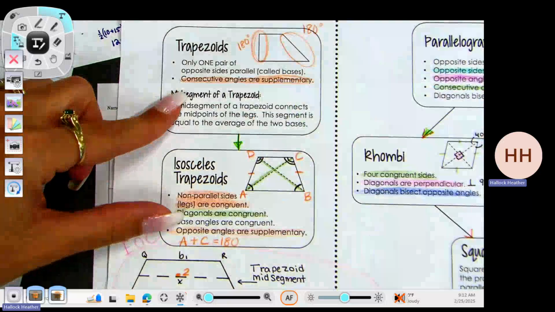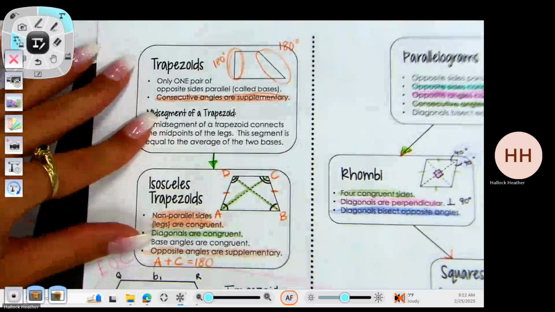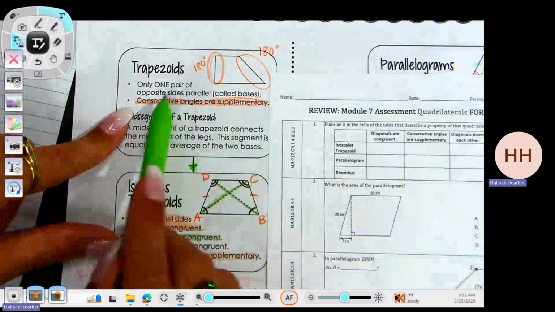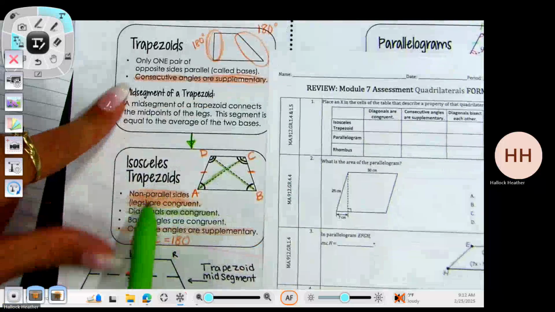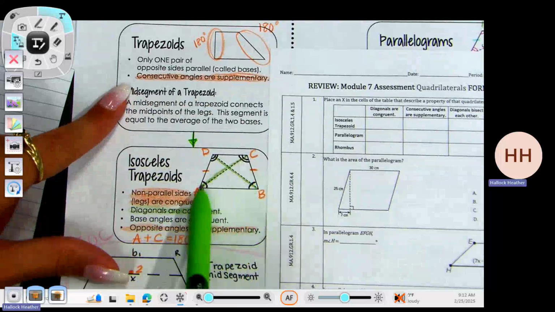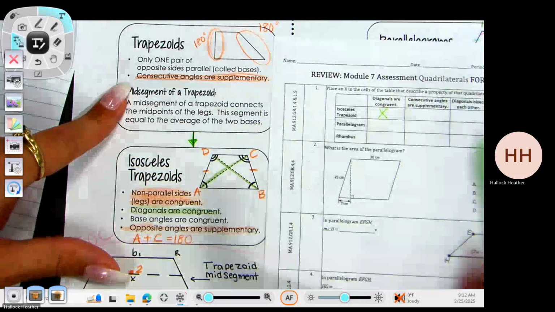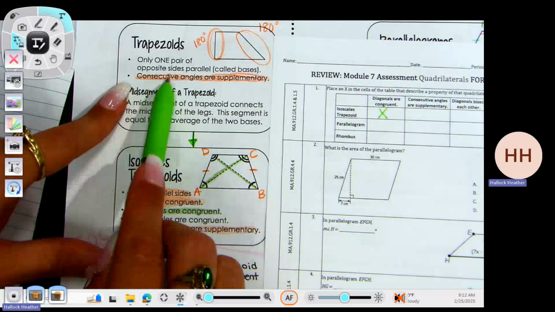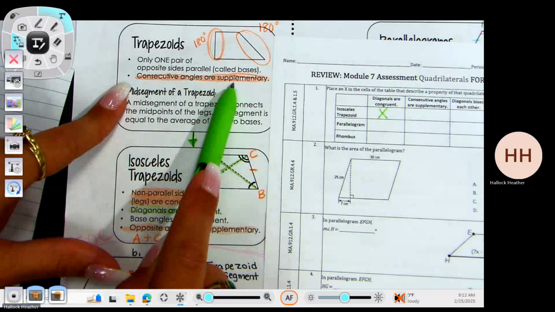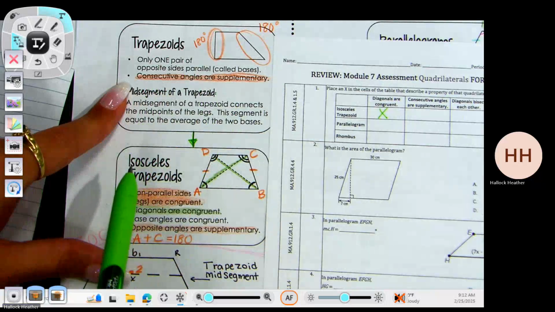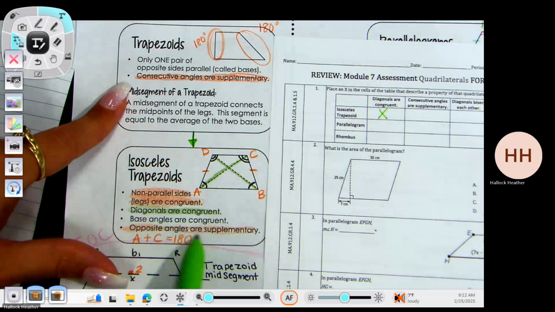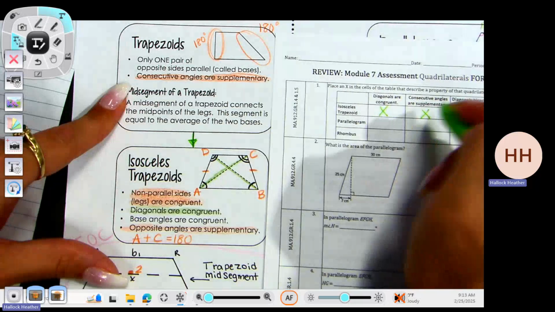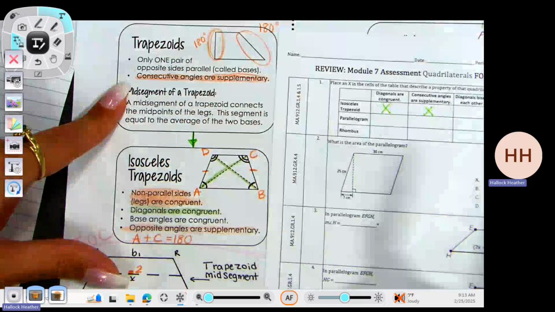So we're going to look at the first thing. The first thing wants to know, are the diagonals congruent? So I'm looking, your diagonals are congruent. The next thing I want to know is, are consecutive angles supplementary? So consecutive angles are supplementary for your trapezoid. So both of these go, whatever is in here goes in here. So consecutive angles are supplementary because same side angles add to make 180.